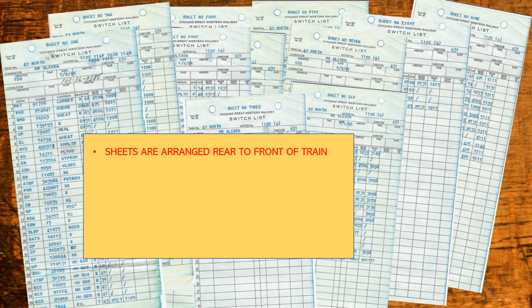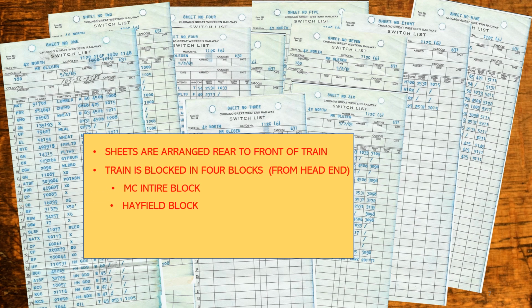These sheets are arranged from rear to front of the train. The train is blocked in four blocks, mostly from the head end. You have the McIntyre block, the Hayfield block, the Randolph block, and the Minneapolis and St. Paul block.